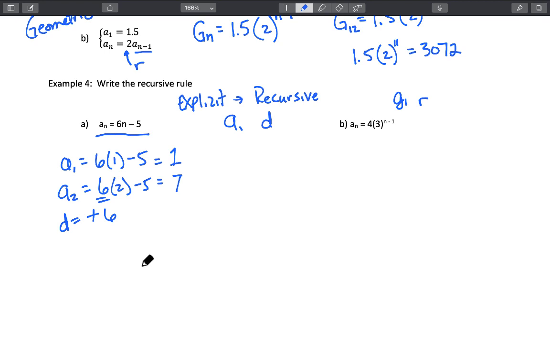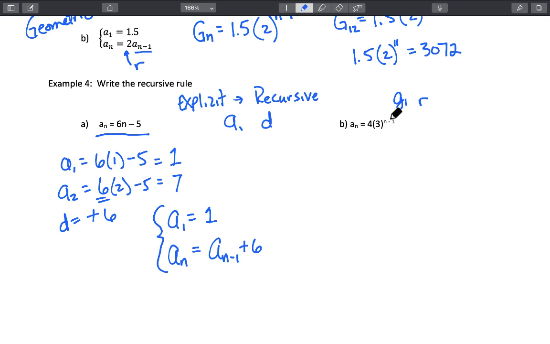All right, let's go ahead and convert this now into a recursive formula. We're going to make our brace that looks like a face. Our first term we said was 1. And then a sub n, any term after that can be found by taking the previous term, a sub n minus 1, and adding 6 to it. And there's our recursive formula for this explicitly defined sequence.